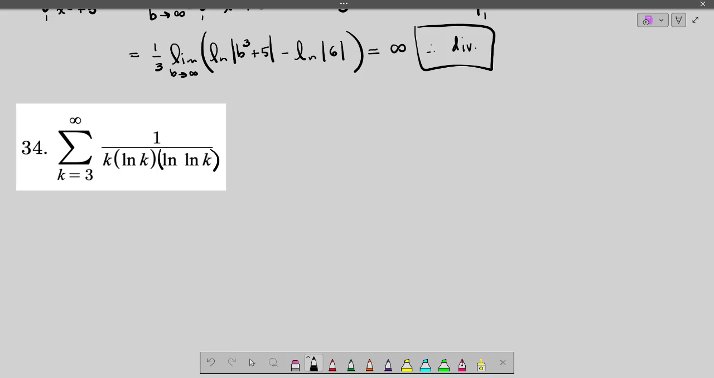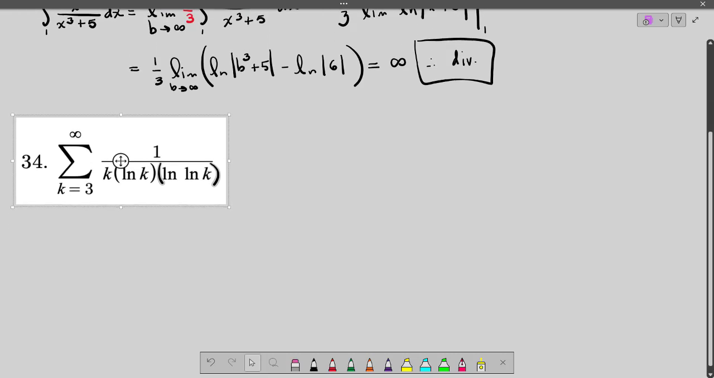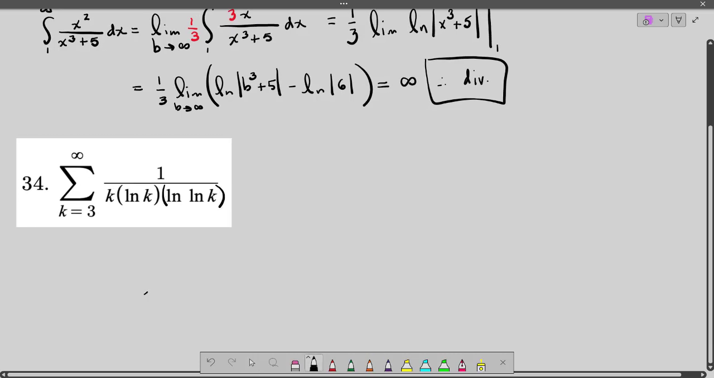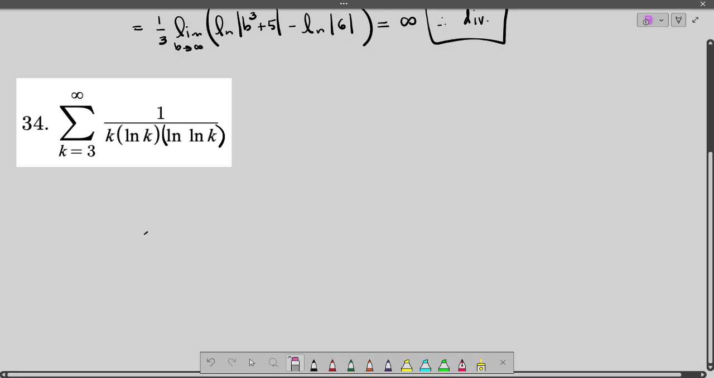Now they're adding another wrinkle here. If you remember, you may not, but we also did the integral of dx over x times natural log of x quantity squared. That one converged. This one's kind of in the middle. So we saw that if you had x times natural log of x squared, it converged. Now they're slowing it down a tiny bit.